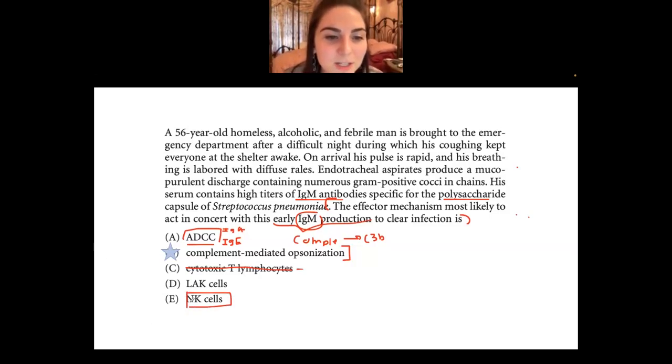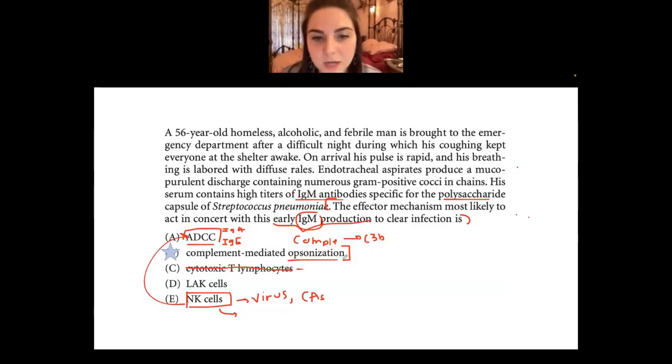NK cells are pretty much like the CD8 positive T cells of the innate immune system. They really work on viruses and on cancer cells, anything that's going to downregulate MHC class 1, which is what viruses and cancer cells tend to do. That's where NK cells act. But they don't really need antibodies to do that. If anything, they need IgG to help with ADCC.